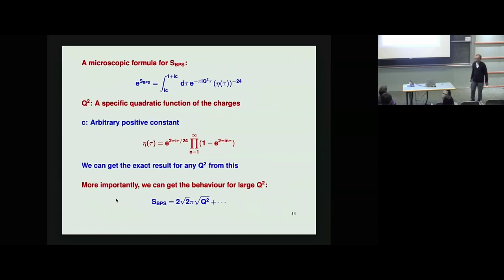But more importantly, we can also figure out the large Q square behavior of e to the S_BPS, and S_BPS turns out to be 2 root 2 pi square root of Q square plus corrections which are suppressed by powers of Q. And again, to make connection with Samir's result, if you set Q square equal to 2nw, you see that we get 4 pi square root of nw. That's exactly the result that Samir mentioned in the morning. So one difference is that we will be considering the theory in arbitrary dimensions, whereas he analyzed the theory in 4 dimensions.